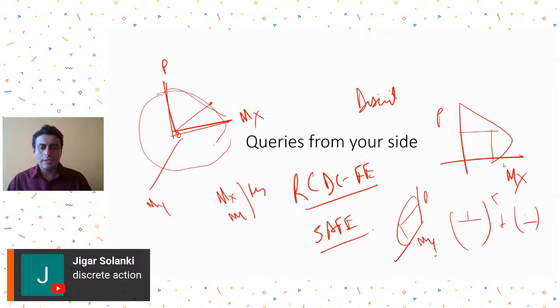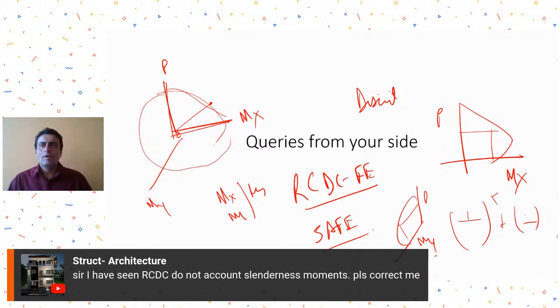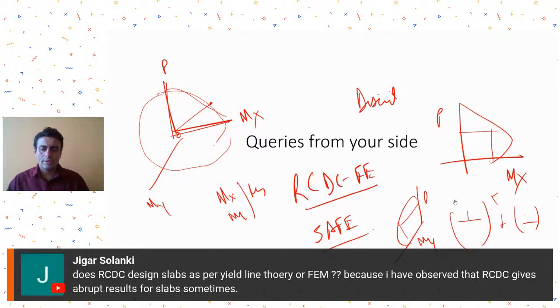So this process the RCDC people have devised on their own. Our code only gives us one method, that is the interaction equation based method, which is the 2D projection of the three-dimensional interaction surface. Mr. Struct architecture is saying, I have seen RCDC does not account for slenderness moment. No, it does. If your column is not slender, obviously it will not consider. But if your column is a slender column, it will consider the slenderness moments.